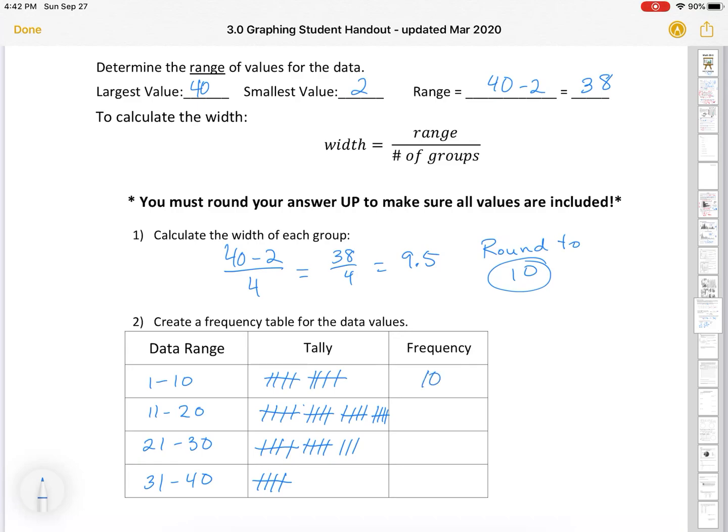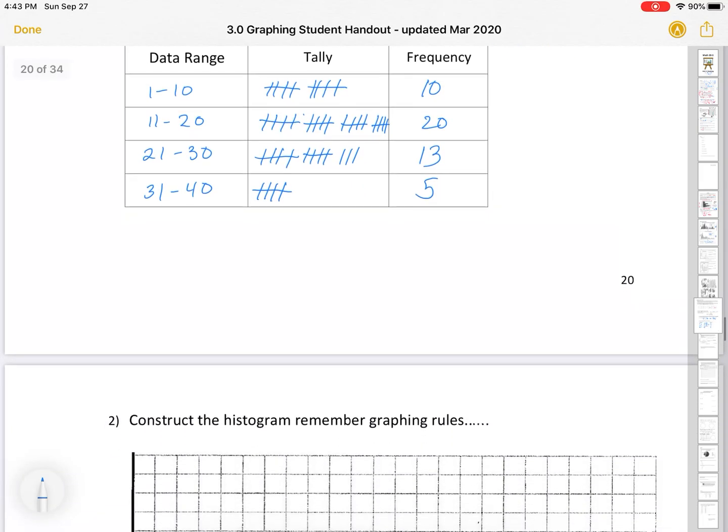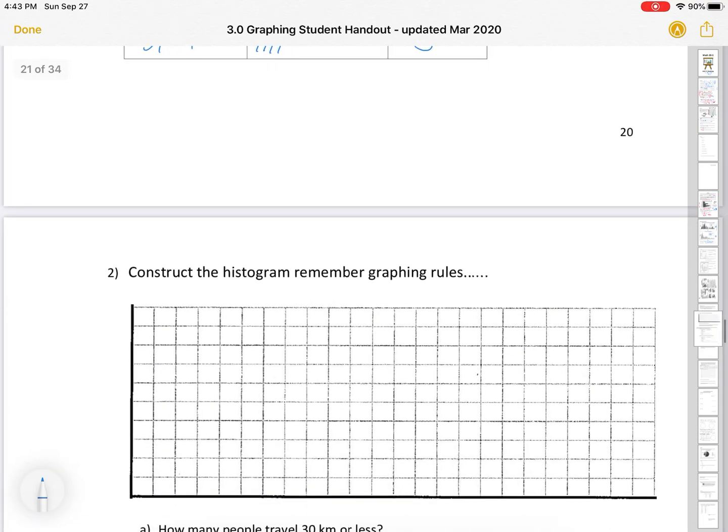So here I have 10, 5, 10. Here I have 20, 5, 10, 15, 20. Here I have 13, and I have 5. Woo! Okay, now we have all of our data kind of tallied. Now we have to build our histogram. So we're going to take that data and we're going to build our histogram.